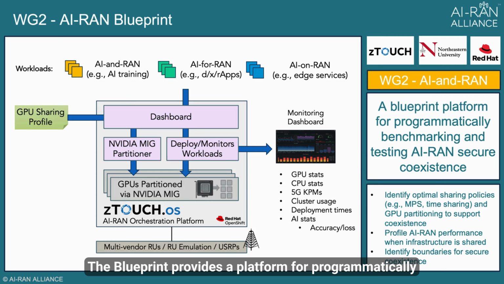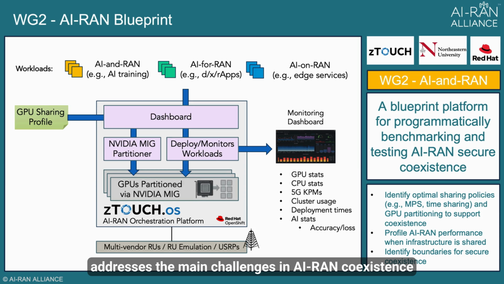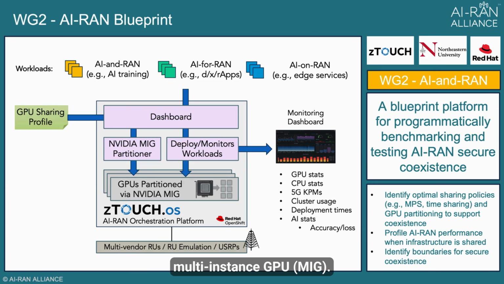The blueprint provides a platform for programmatically and automatically benchmarking and testing AI-RAN workload coexistence. It addresses the main challenges in AI-RAN coexistence, such as identifying optimal GPU sharing policies, and determining optimal GPU partitioning strategies using multi-instance GPU or MIG.